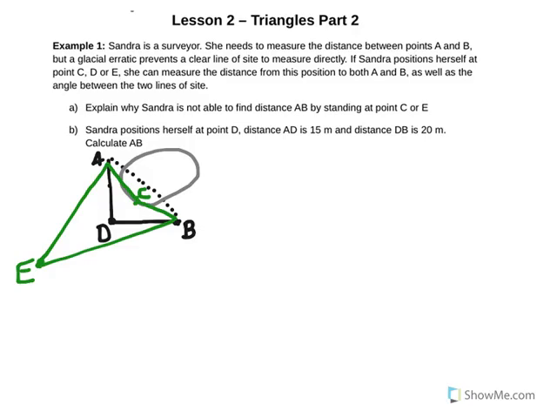So it says, explain why Sandra is not able to find distance AB by standing at point C or E. So that's not really going to help her. And the reason why is she can't measure AB. She can't do it because there's something in the way. Right? And she can't measure A to C, C to B, A to D, D to B, A to E. She can't find all of these distances. Those are the things she can measure. She just can't actually measure that physical distance.